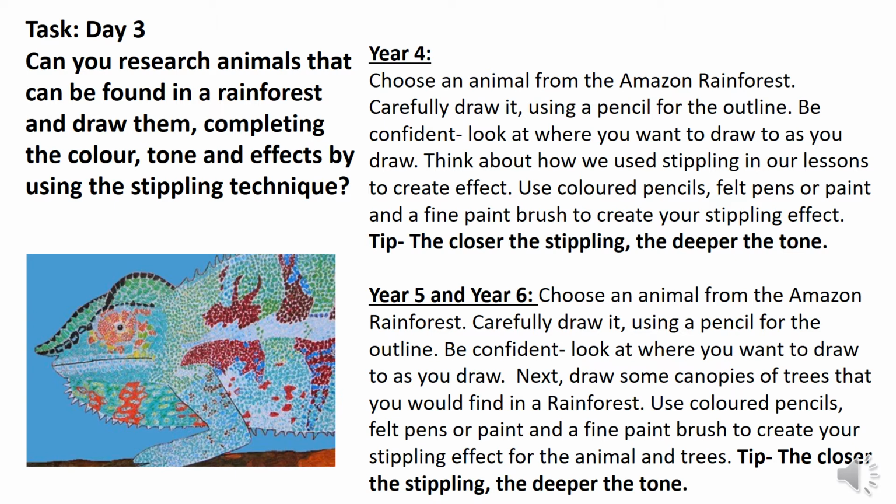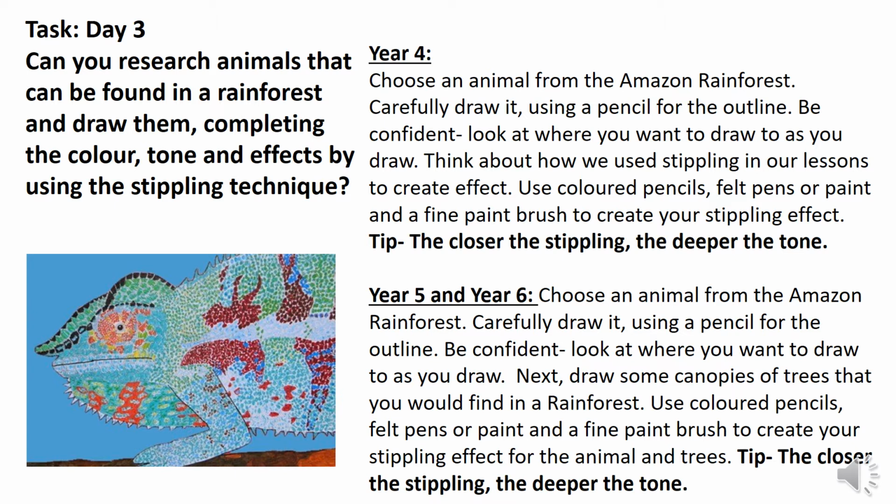Year 4. Choose an animal from the Amazon rainforest. Carefully draw it using a pencil for the outline. Be confident. Look at where you want to draw as you draw. Think about how we use stippling in our lessons to create effect. Use coloured pencils, felt pens or paint and a fine paintbrush to create your stippling effect. Tip: the closer the stippling, the deeper the tone.